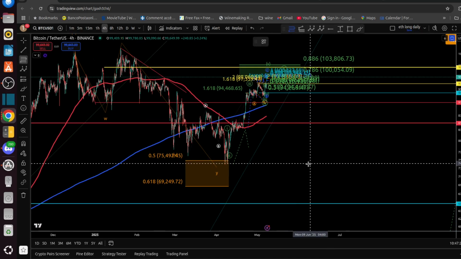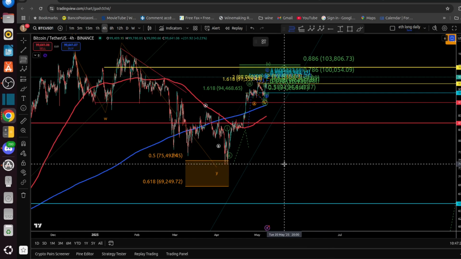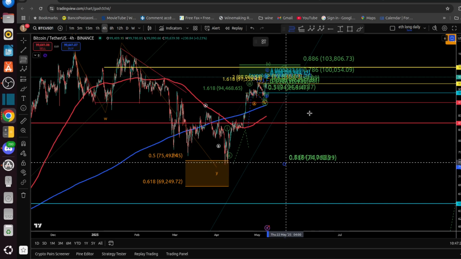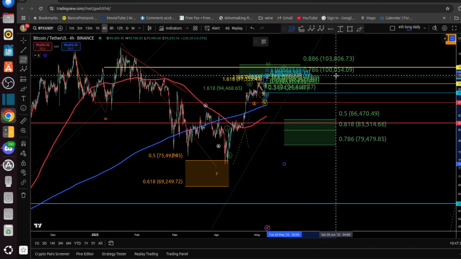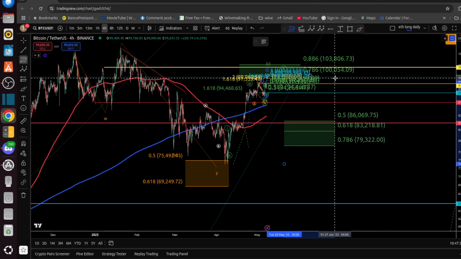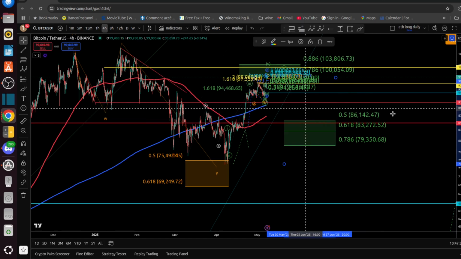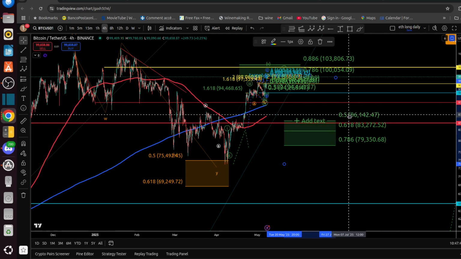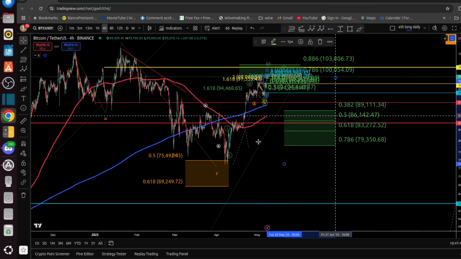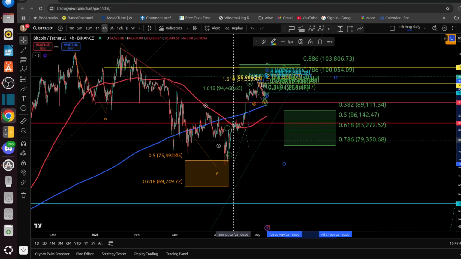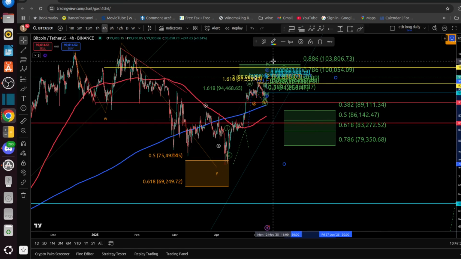So I go from the beginning of the bottom to the top. I think the top was a little bit higher, but I'm going to take that as a level. I'm going to even add the 0.382, and for me this was a wave 1, still is a wave 1.